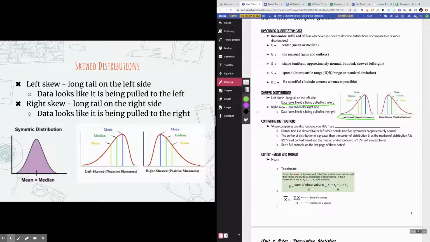Okay, and then a right skew is the exact opposite. Okay, so it's sometimes called positive skew, but most of the time you'll just hear it called right skew. So a distribution is skewed to the right if the tail is being pulled to the right. Okay, so it's all about the tail when you're talking about skewed distributions.